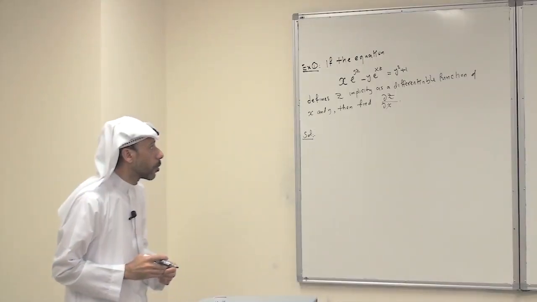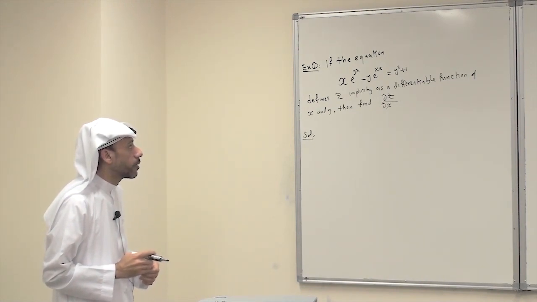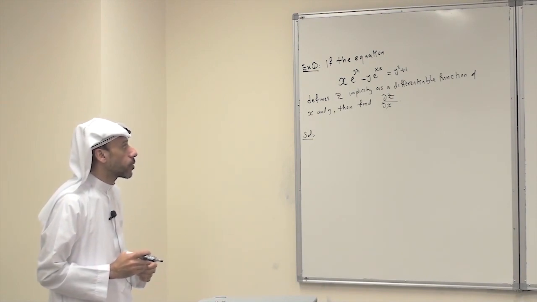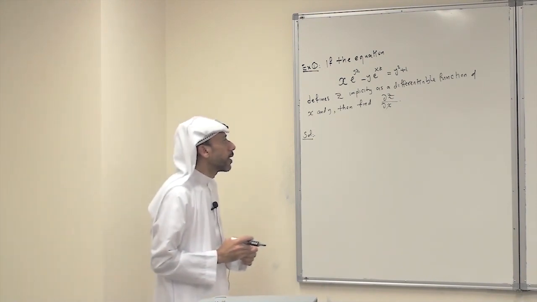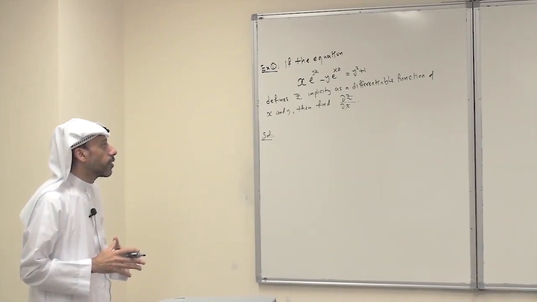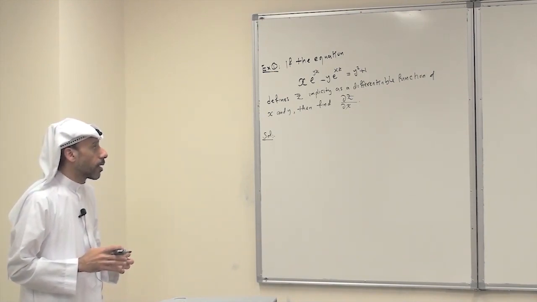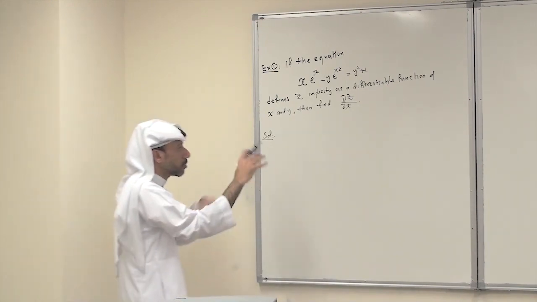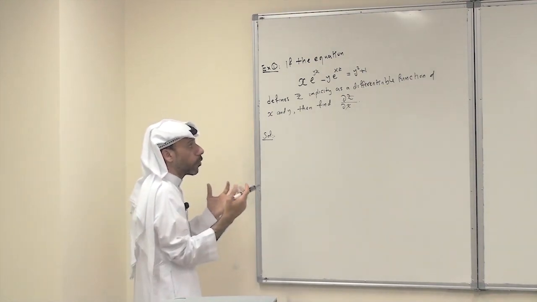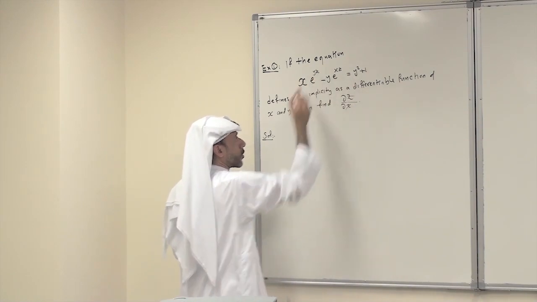Let's consider the following problem. If the equation x times e^(yz) minus y times e^(xz) equals y squared plus 1 defines z implicitly as a differentiable function of x and y, then find partial z, partial x. So here we just have to apply the formula for partial z, partial x. We collect all the terms on one side.